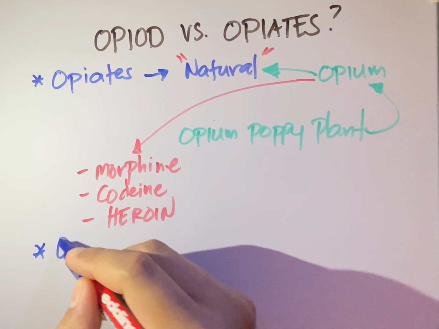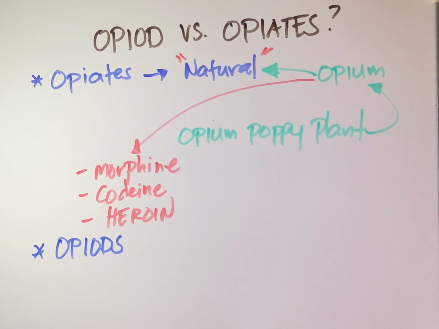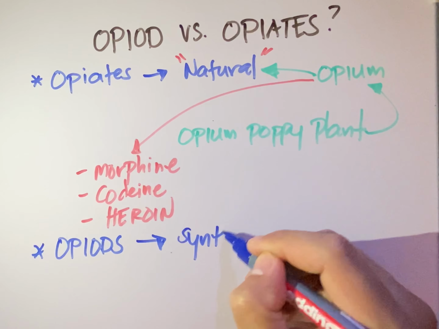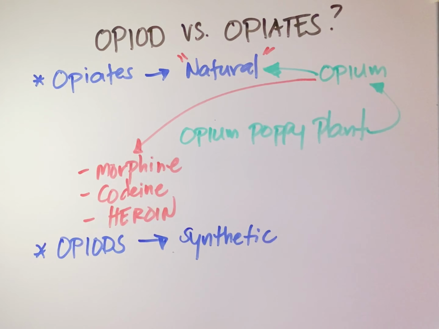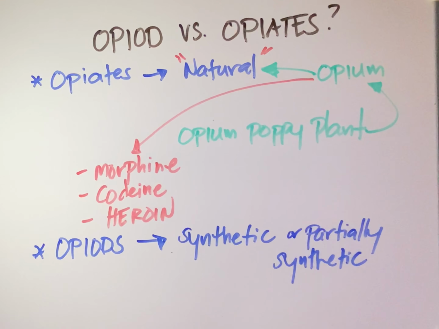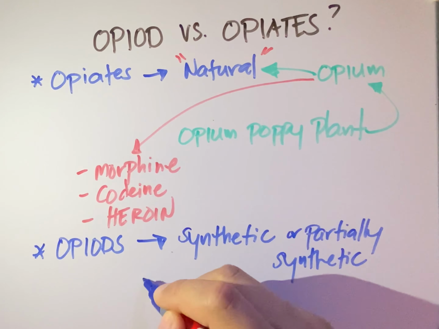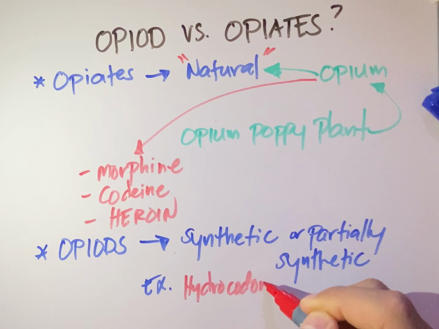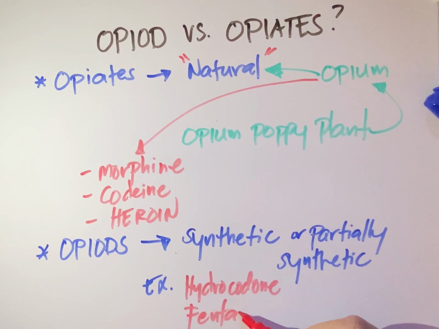An opioid, on the other hand, is a synthetic or partially synthetic substance. This implies that the active ingredients are synthesized chemically. Because of their similar molecules, opioids behave similarly to opiates in the human body. So they both bind to opioid receptors to have effect. Okay, so examples of opioids are fentanyl, hydrocodone, and others. All right.